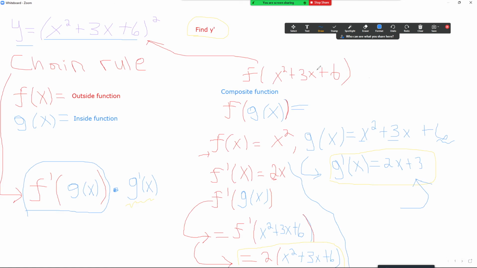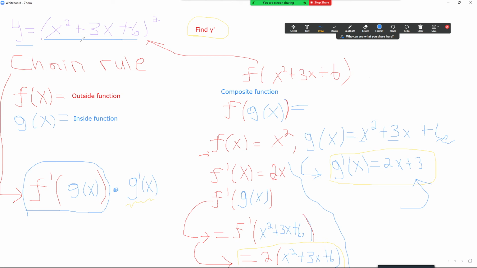So let's do a little recap. We had x squared plus 3x plus 6, all of this being raised to the second power. So chain rule, essentially, you have an outside function, which we call f, and an inside function we like to call g. But this all comes into the idea of a composite function.